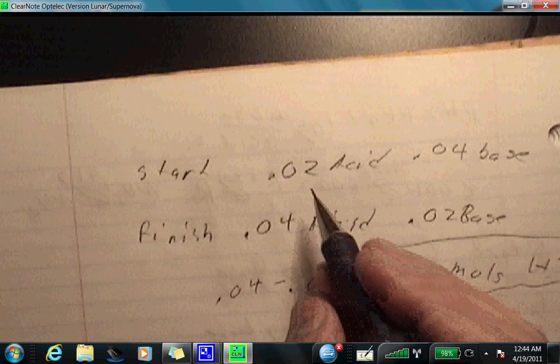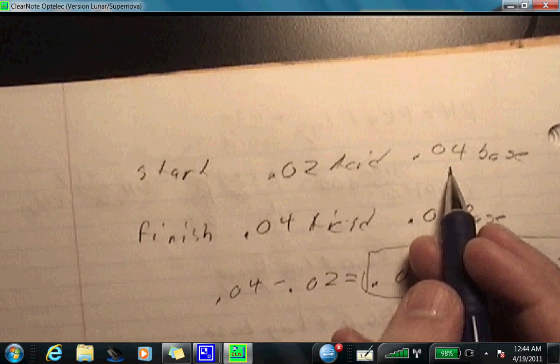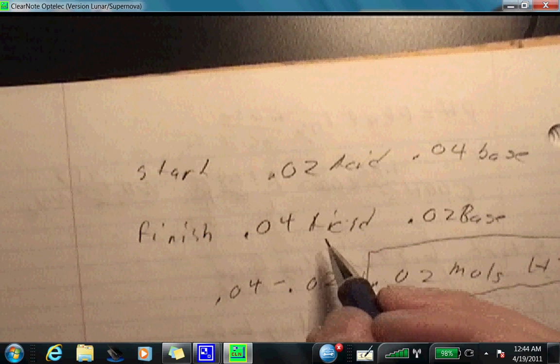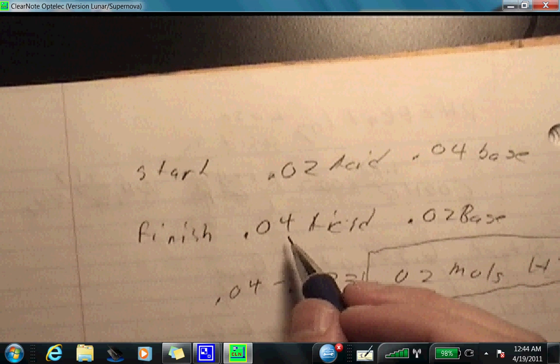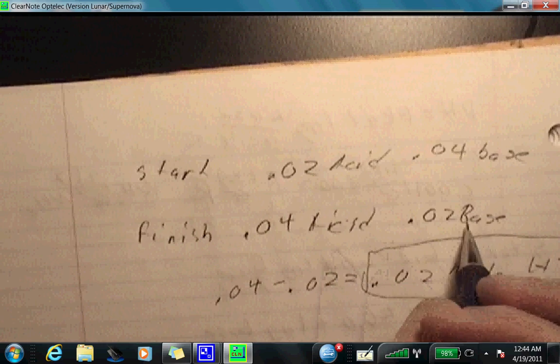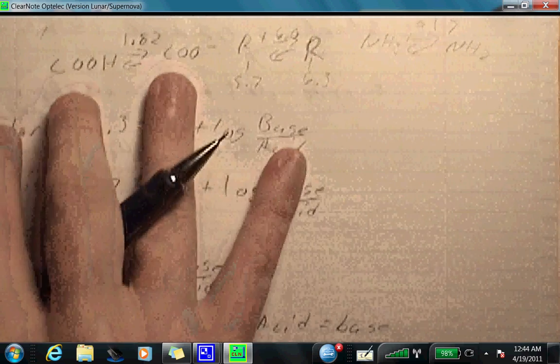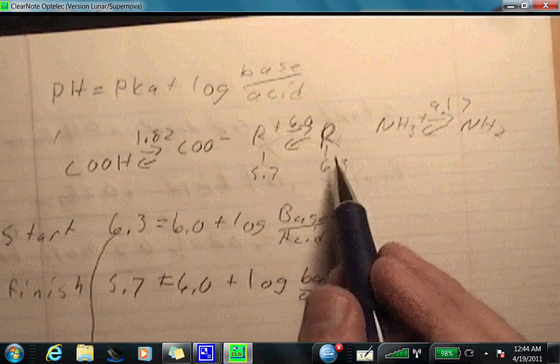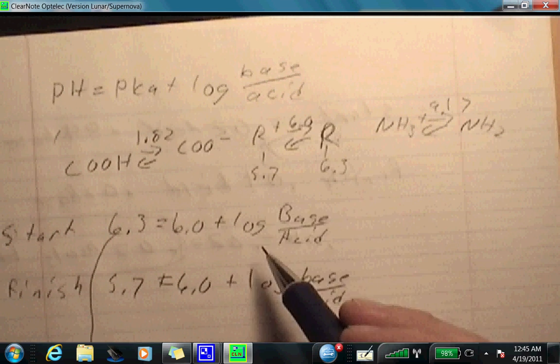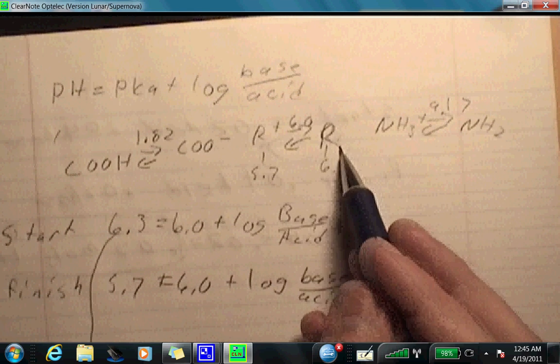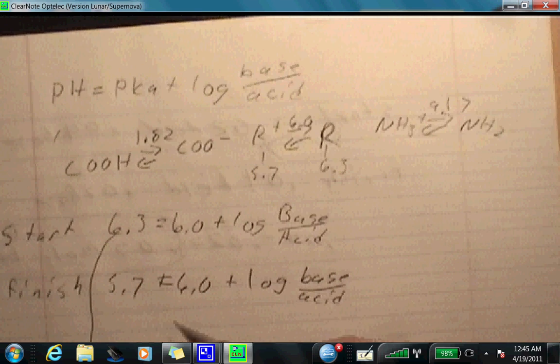All I did was copy that to the next page. Our start, we have 0.02 acid and we have 0.04 base. At the finish, we have 0.04 acid and 0.02 base. Let's look at something real quick, just to double check that we're correct. At the start, I want to have more base than I do acid because my pH is greater than my pKa. At the start, I have 0.04 base and 0.02 acid, so that's correct.